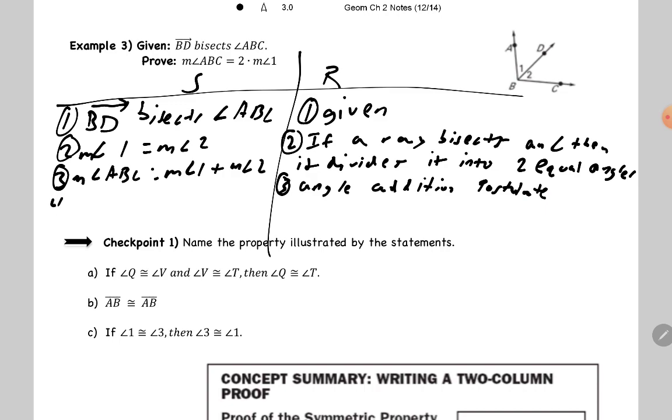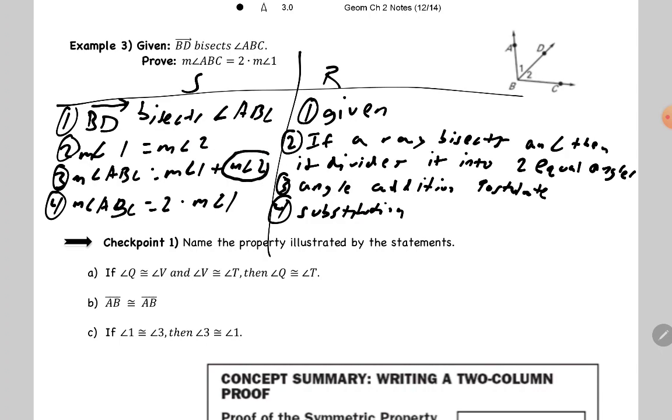So for measure of angle ABC is equal to 2 times the measure of angle 1. And what I did there is I substituted measure angle 2 for measure angle 1. Because we know that measure of angle 1 is equal to measure of angle 2. Therefore, this measure of angle 2 I can change into measure of angle 1. Because they're the same.